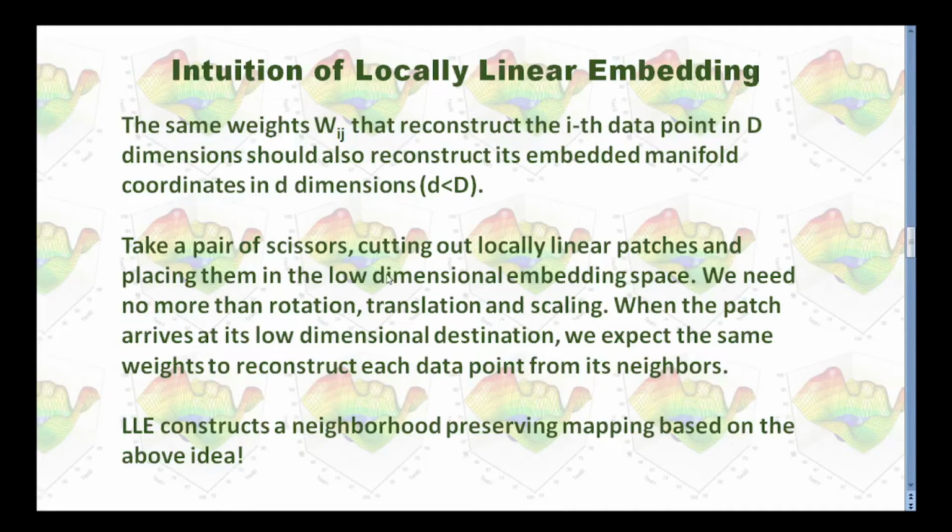When we construct the new space, because we only consider the neighbors of a data point, it looks like we will take a pair of scissors, cutting out locally linear patches and placing them in the low-dimensional embedding space. In that case, we can think about this small patch as a linear space. We need no more than rotation, translation, and scaling.